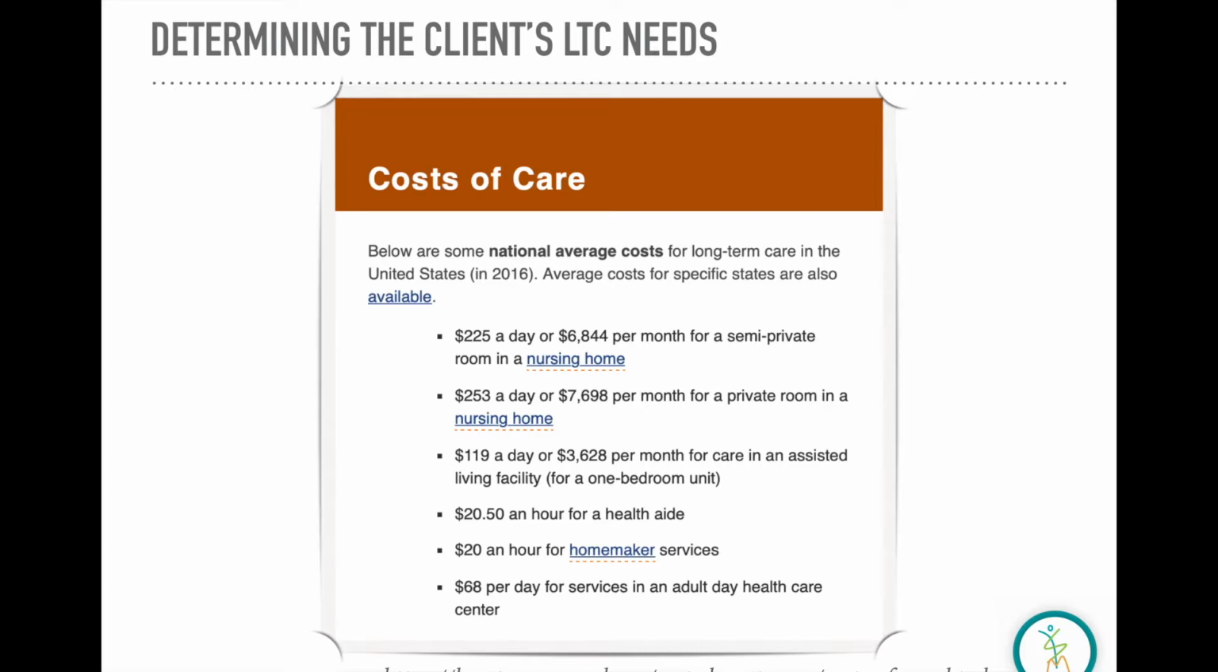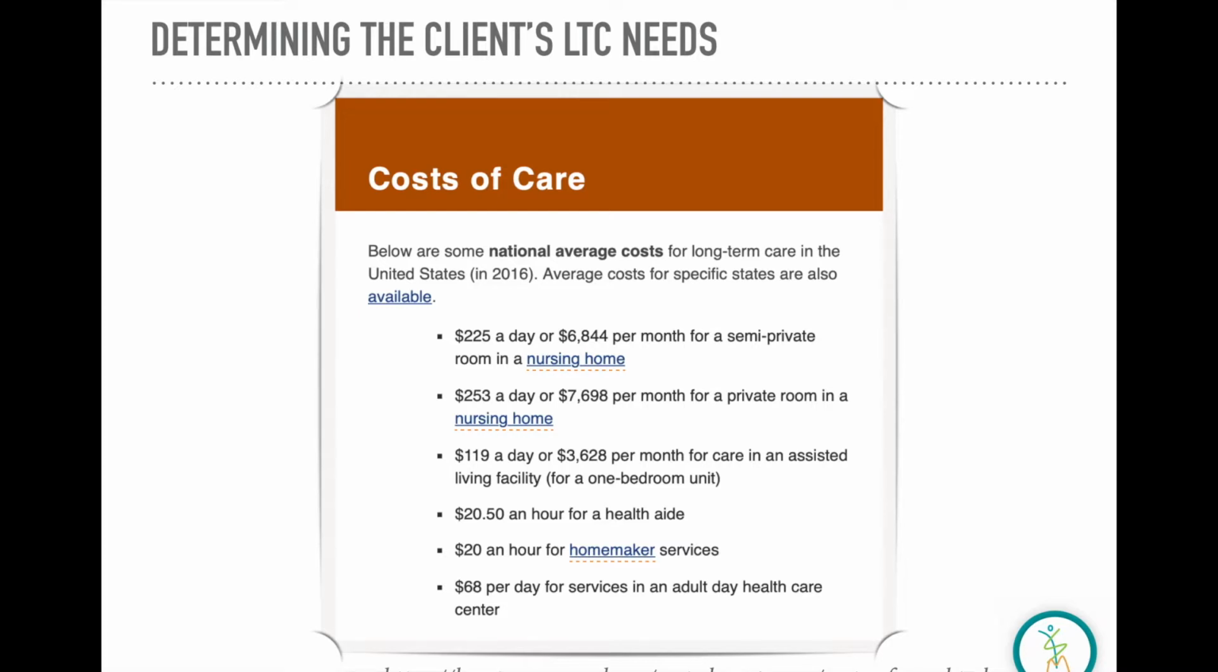Now, you need to have that information ready to go, because I promise you, your clients are going to ask you about that all the time, because this is a lot of money that they're going to potentially have to pay either for the long-term care, or they're going to have to pay it out of pocket. So you need to know this information backwards and forwards.